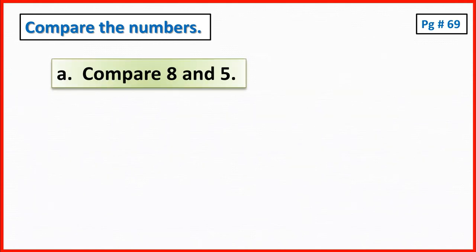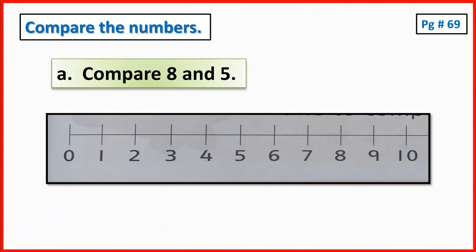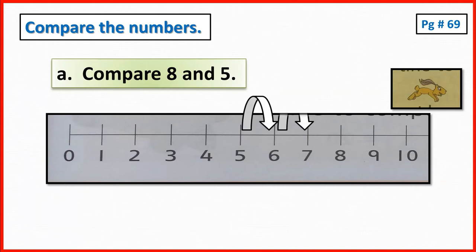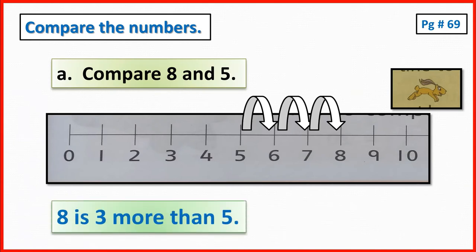Now I'm going to do page number 69. Question number 1. Compare the numbers and write how much more one is from the other. The first one is compare 8 and 5. Look, Bobo the bunny jumps on the number line to reach 8. He jumps 1, 2, 3. Bobo has jumped 3 times to reach 8. Therefore, we say 8 is 3 more than 5.